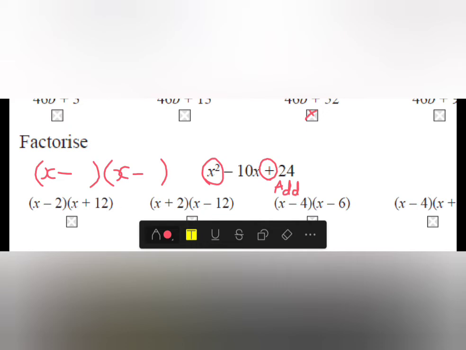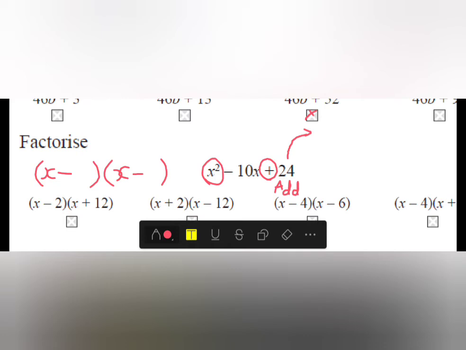Now, we need two numbers here. When you multiply them, you get 24. And when you add them together, yes, we get negative 10. So two numbers, when you multiply them, you get 24, and when you add them together, you get negative 10. Now, to make things faster for you, you have to take the 24 and factorize it. So we're going to take the 24 and factorize it.